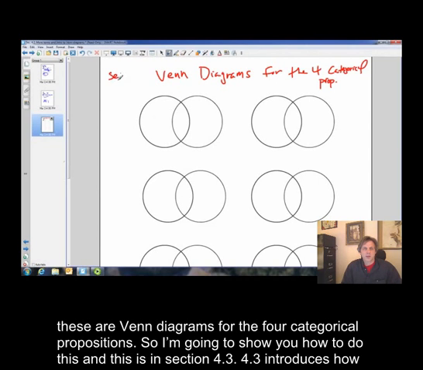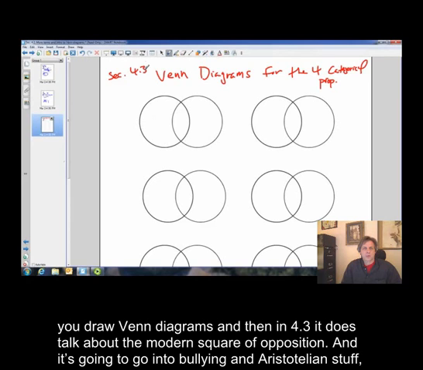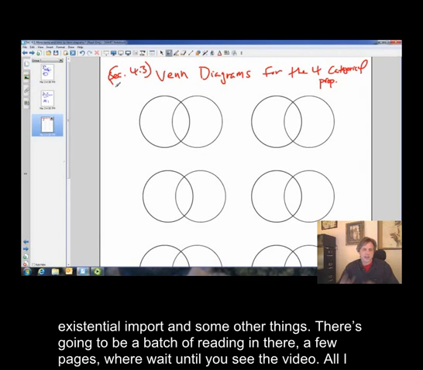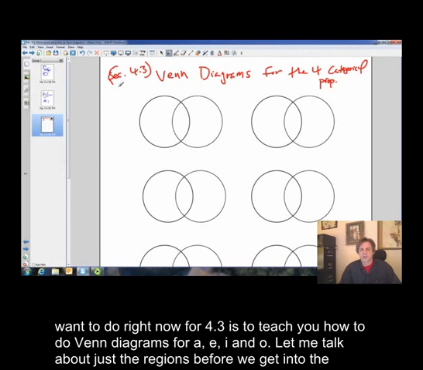Section 4.3 introduces how you draw Venn diagrams, and it also talks about the modern square of opposition, and it goes into Boolean and Aristotelian logic. Don't worry about those concepts right now. Wait till I read the chapter, but I'm going to have a video on existential import and some other things. There's going to be a few pages of reading in there, so wait till you see the video. All I want to do right now for 4.3 is to teach you how to do Venn diagrams for A, E, I, and O, okay?